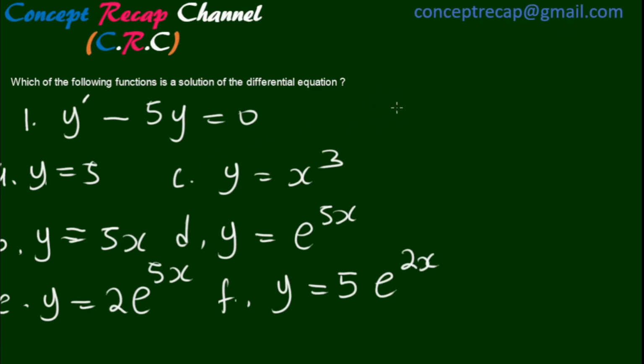We can start with y is equal to 5. If you find the derivative of a constant, it will be 0. So if you substitute, this can never give you 0. So that one is not a solution.